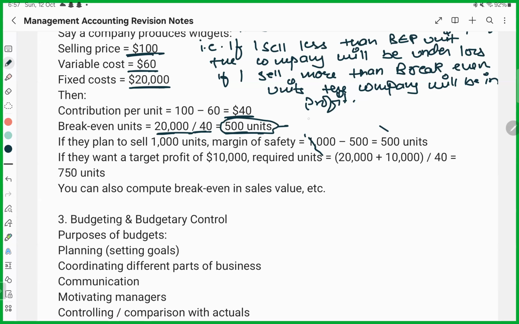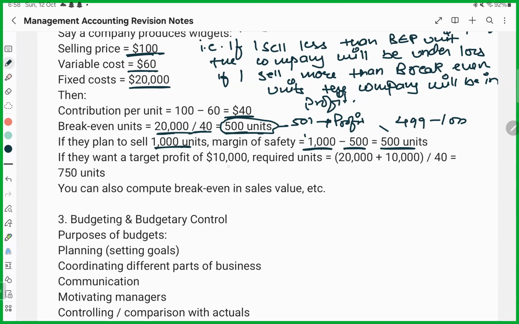So in this example, if I manufacture 500 units, I'll be at break even, and one unit more, I'll be in profit. If I manufacture 499 units, I'll be in loss. If they plan to sell 1,000 units, then the margin of safety is 500 units. That is 1,000 actual or planned sales minus the break-even sales.